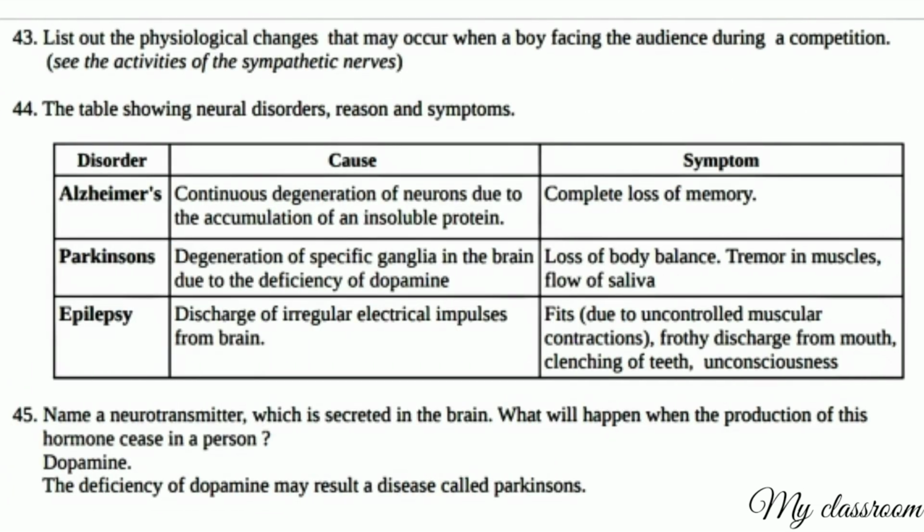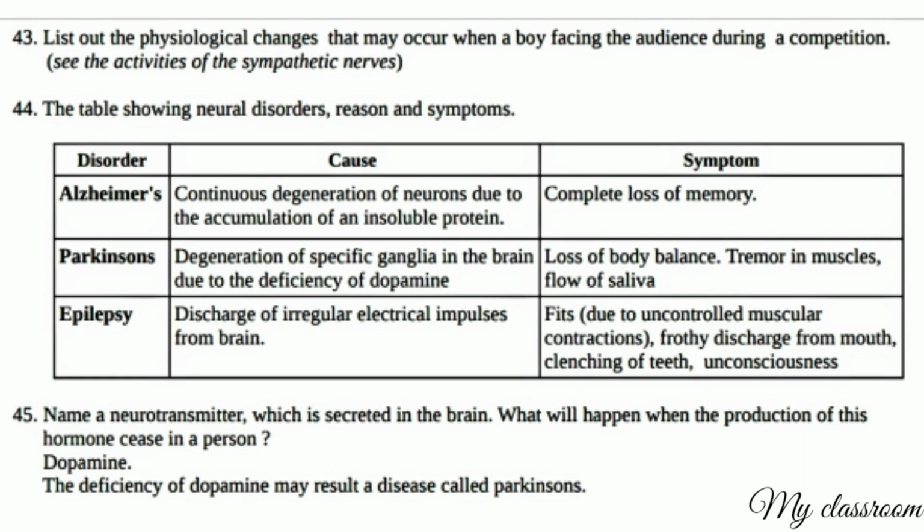List out the physiological changes that may occur when a boy faces the audience during a competition, that we already studied in the previous question. Here you can add the actions of the sympathetic nervous system. The table showing neural disorders, reason and symptoms. Disorder and its cause and its symptom.